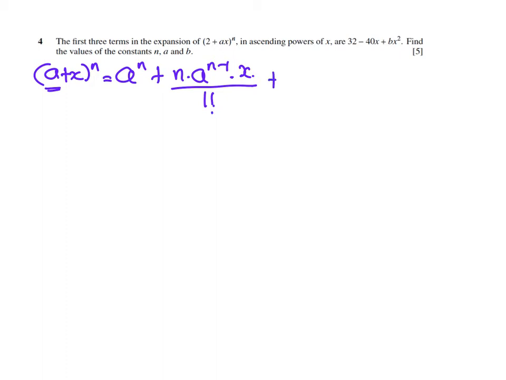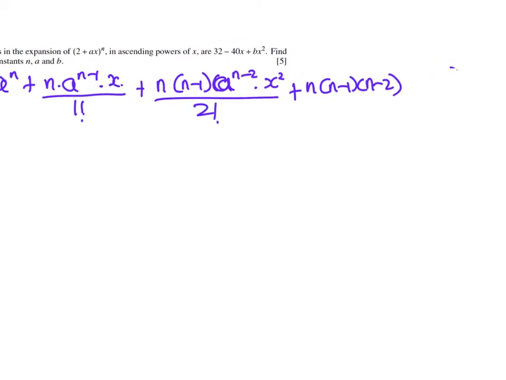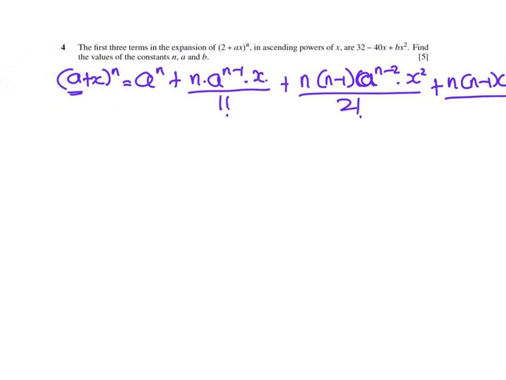The third term will be n(n-1) a^(n-2) times x squared over 2 factorial. The fourth term will be n(n-1)(n-2) a^(n-3) times x cubed over 3 factorial, and so on and so forth. We don't have to go anything beyond.